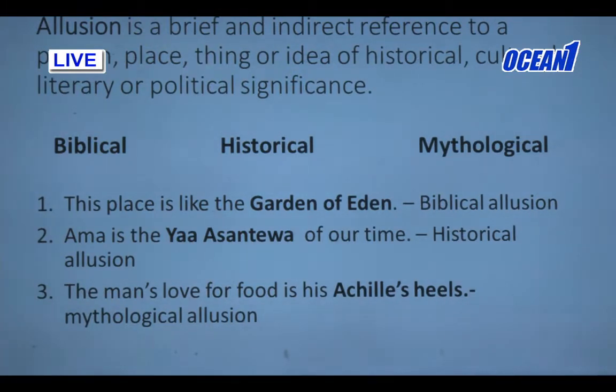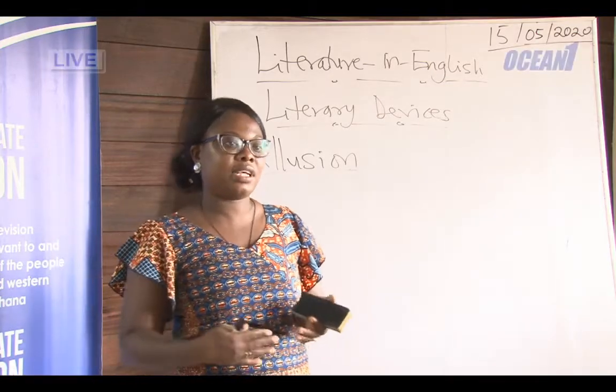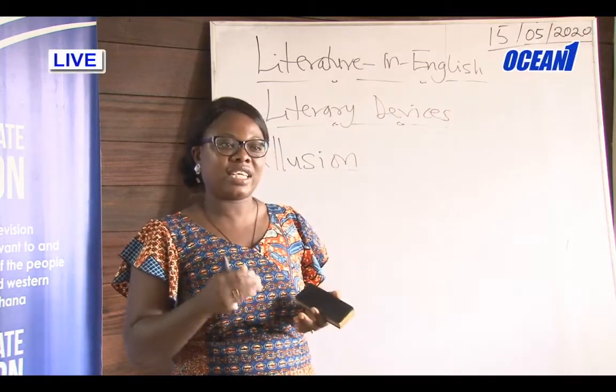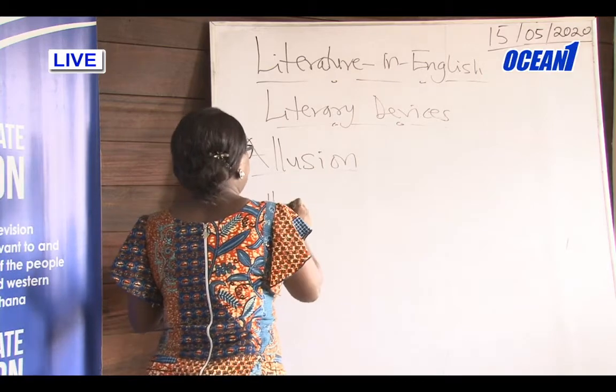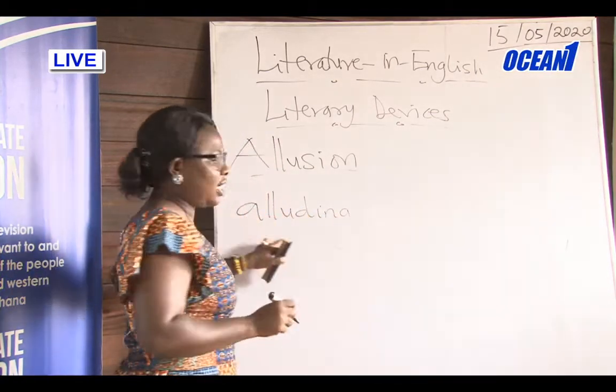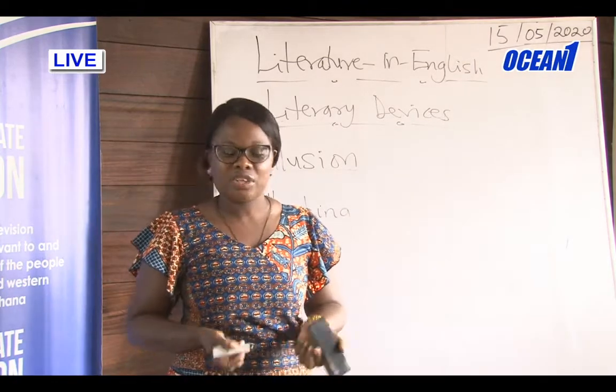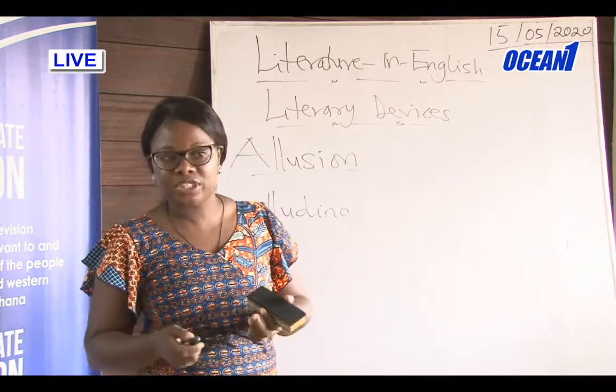Yes, what is an allusion? Allusion is a brief and indirect reference made to a person, a place, or an idea of historical, cultural, literary, or political significance. What do we mean by that? When somebody in his or her writing or in her speech makes use of anything that happened in history, something that happened in the Bible, something that happened in myth, then we say that the person is making a reference. The person is alluding. That is the word. You are alluding to whatever reference you are making in your speech or the text.